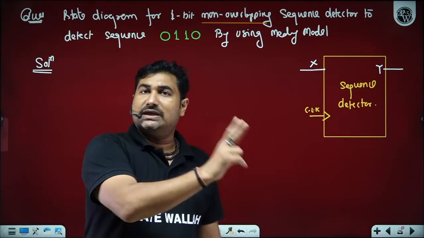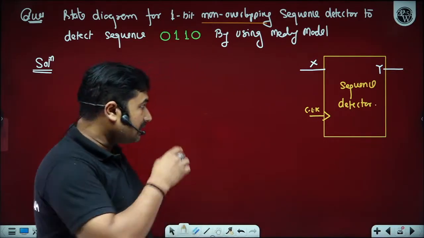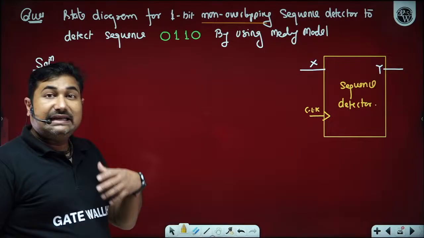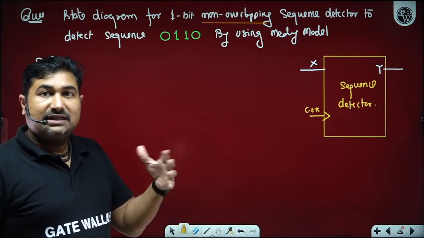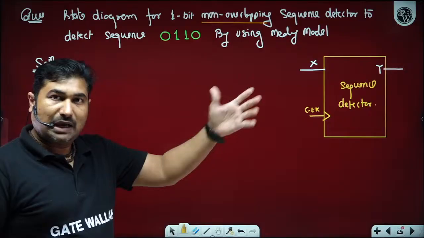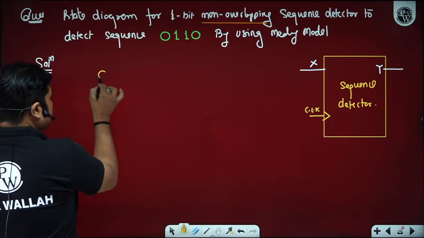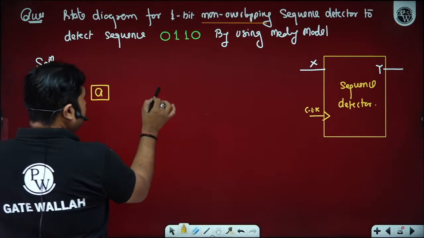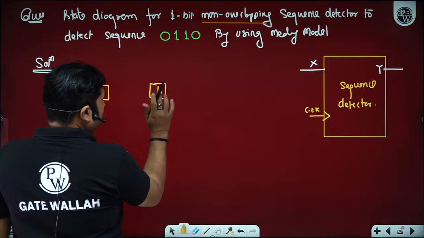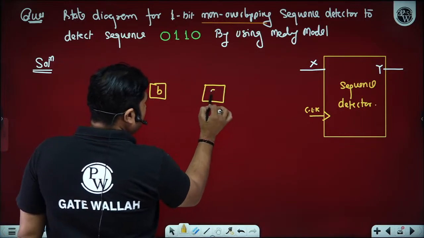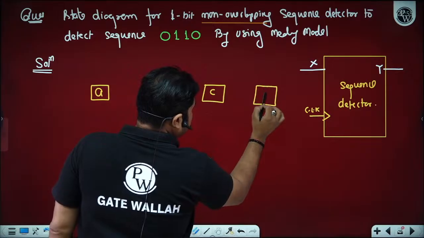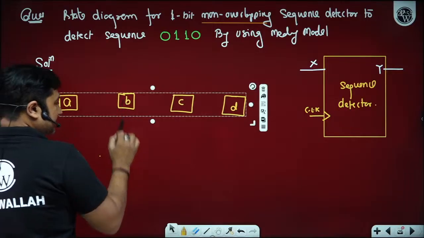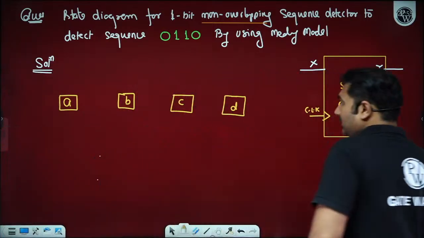00, 01, 10, 11. Very simple. So I'm just assigning names to the states. The states are 00, 01, 11, 10. I'm naming the 00 state as state A, the 01 state as state B, the 10 state as state C, and the 11 state as state D. It's up to you. Any 4 different states will do. Is it okay? Yes, sir.